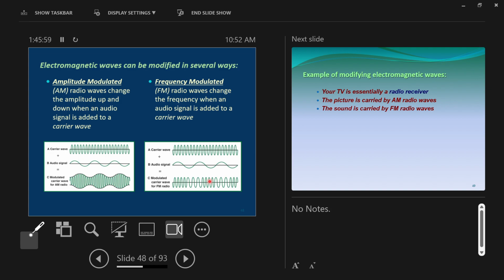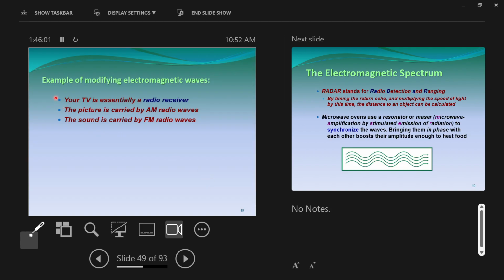So this leads to the conclusion that your TV, at least the antenna type TVs, is essentially a radio receiver. Interestingly, the picture is carried by AM radio waves, and the sound is carried by FM radio waves. You have to use two separate waves, one for picture, one for sound.